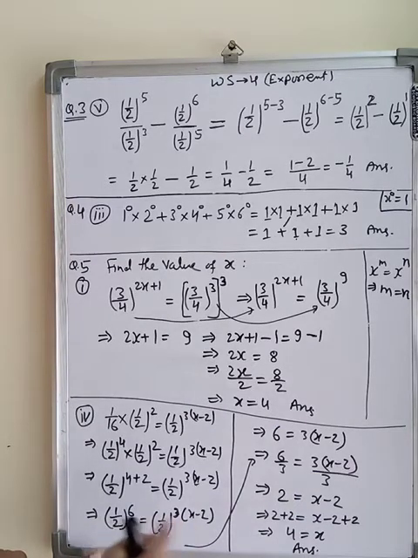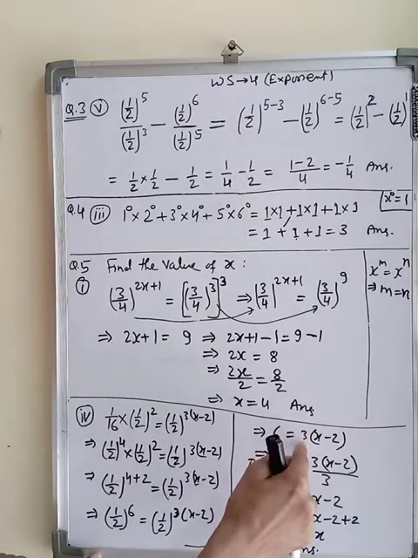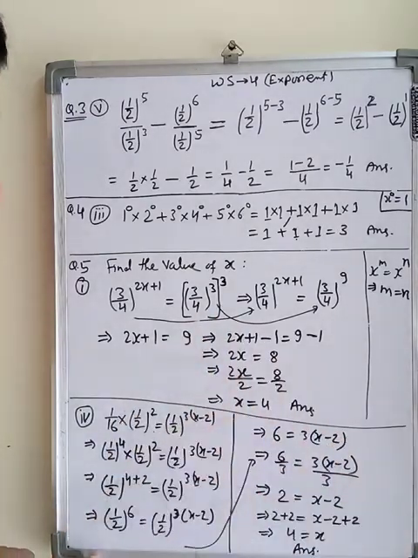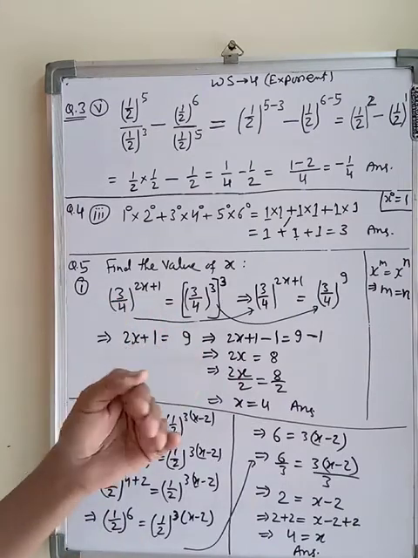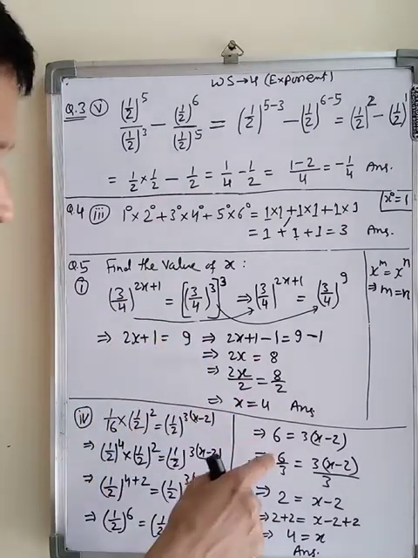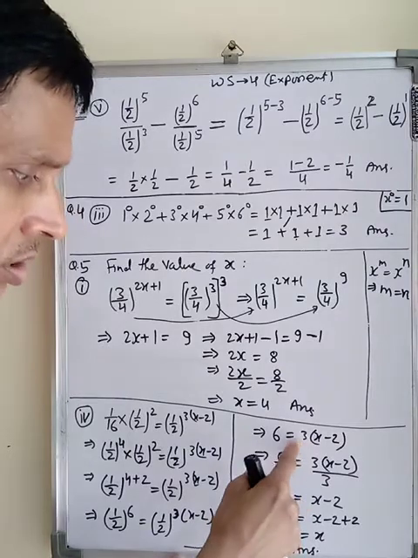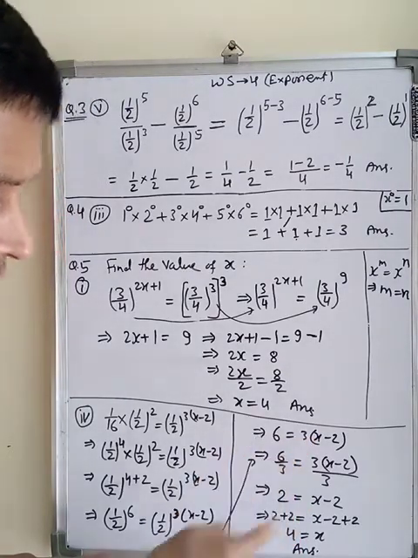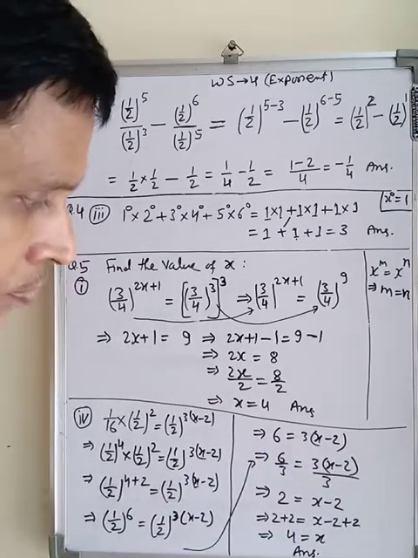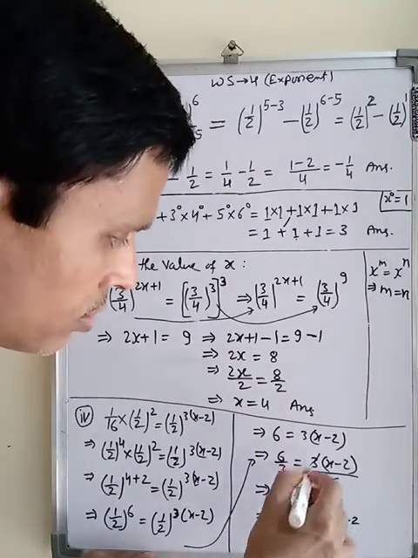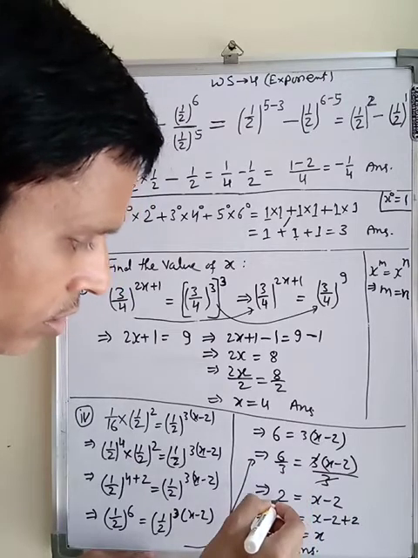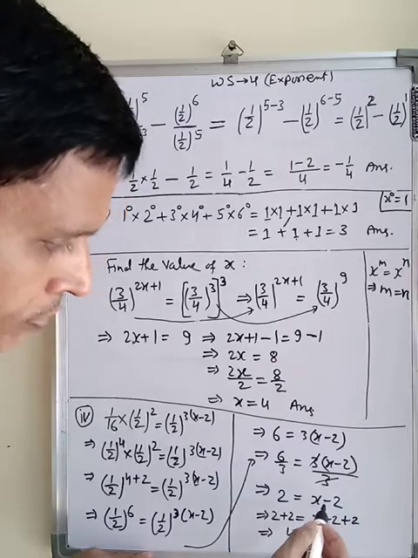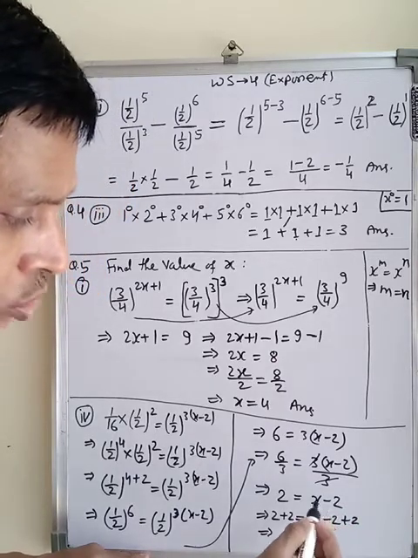After this, if the bases are same, we can equate their powers. So 6 is equal to 3 within bracket x minus 2. How will we solve this? Again by the law of equation solving. First of all we will remove this 3. Since there is a multiplication sign outside the bracket, we divide both sides by 3. So 3 cancelled on this side, and 6 divided by 3 is 2 on the other side. What is left on this side is x minus 2.